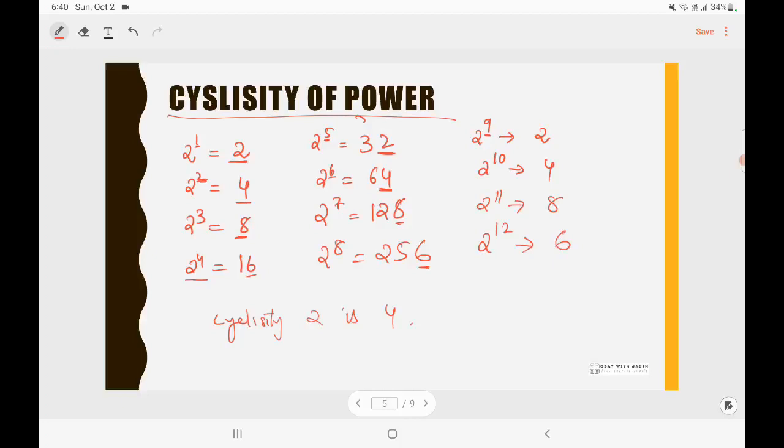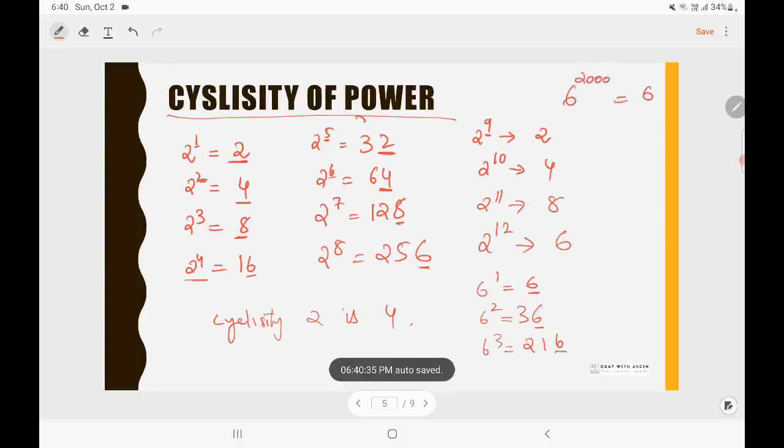Similarly, I'll give you another example. Let's take the case of 6. You know that 6 raised to 1 is 6. 6 squared is 36. 6 cube is 216. Any power of 6, you will get the unit digit as 6. That means the cyclicity of 6 is 1. Okay, so if I ask you what is the unit digit of 6 raised to 2000, that means it's 6.